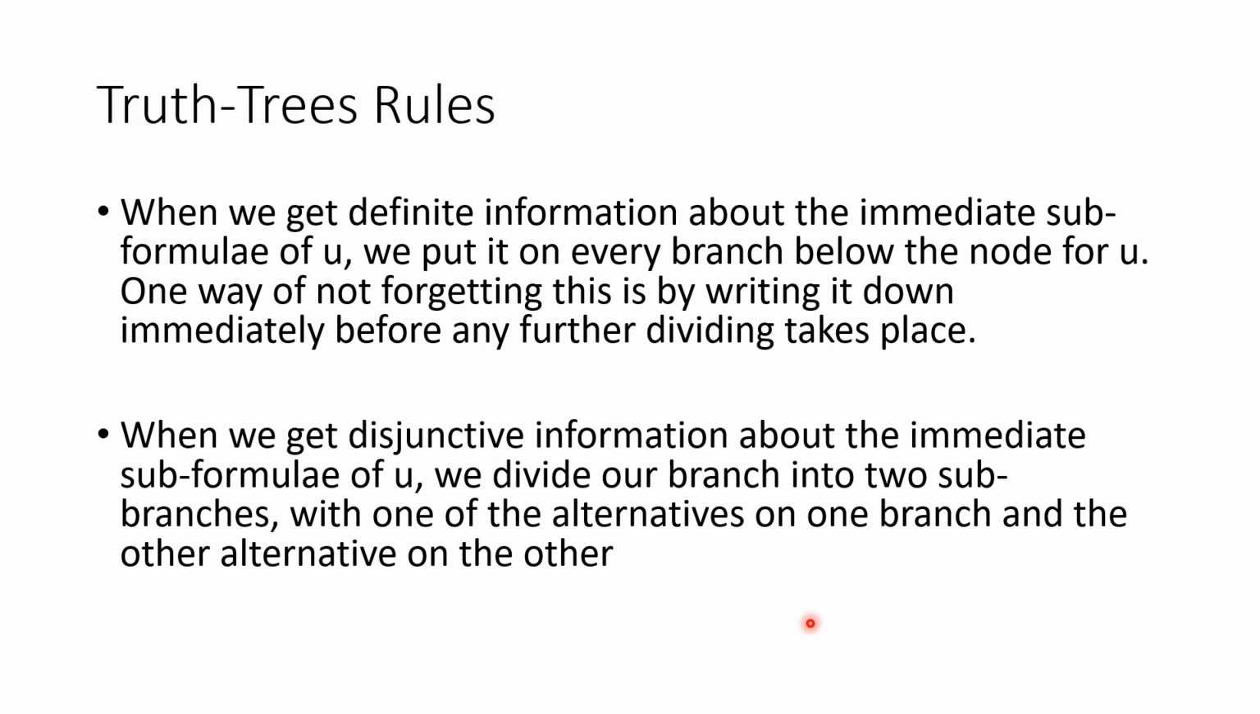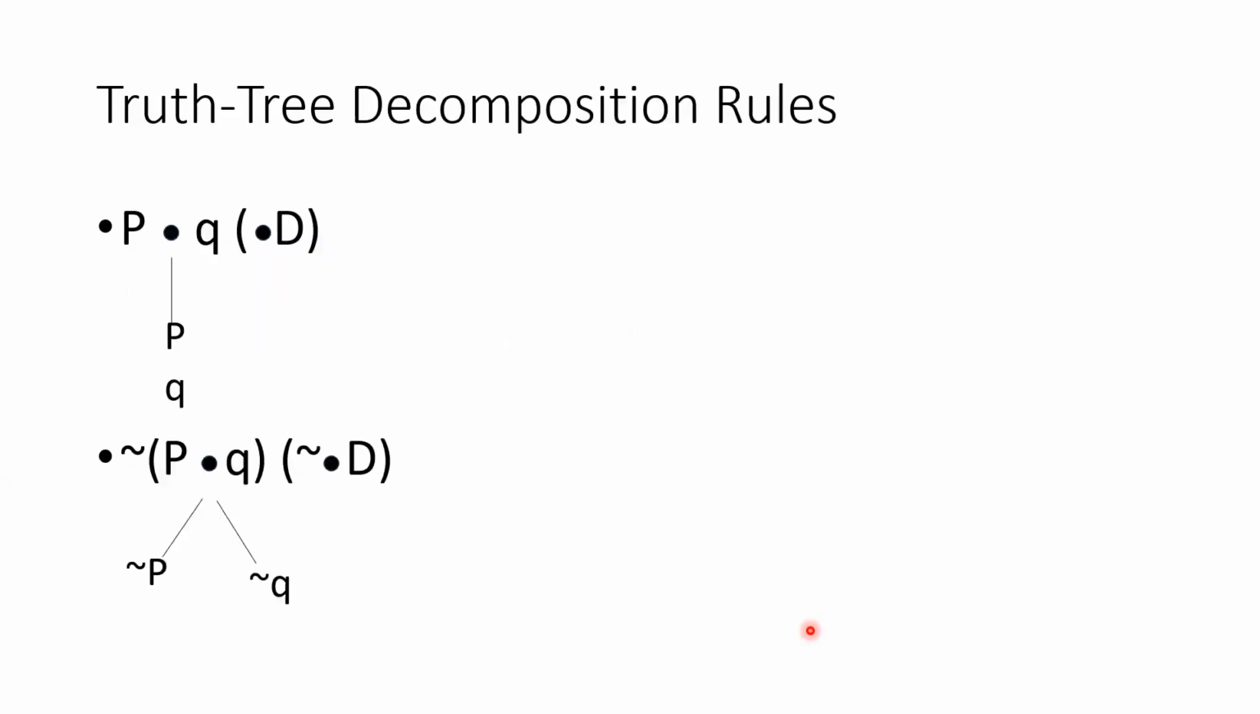One way of not forgetting this is by writing it down immediately before any further division takes place. So when we get disjunctive information about the immediate sub-formula, we divide our branch into two. You'll come to understand this later. So, for example, these are the rules we are referring to.